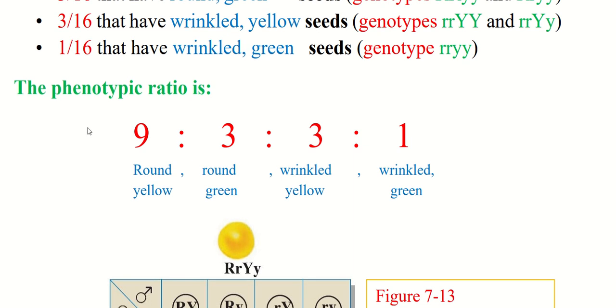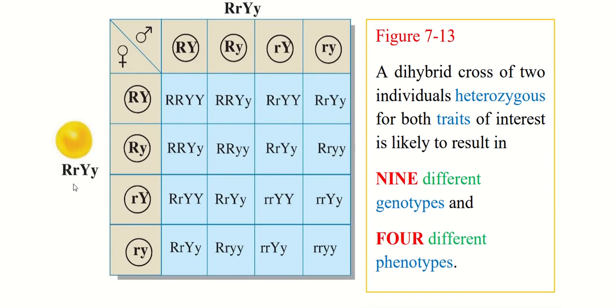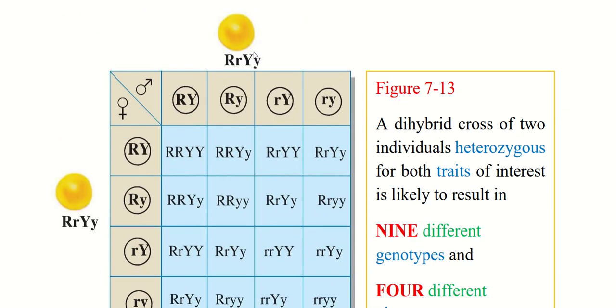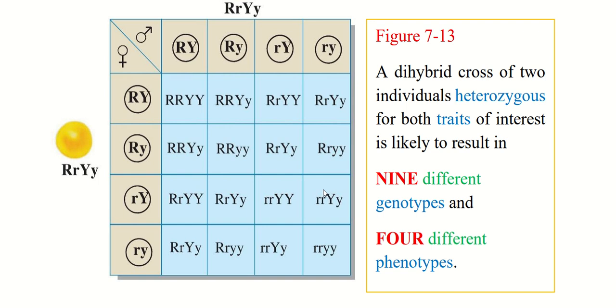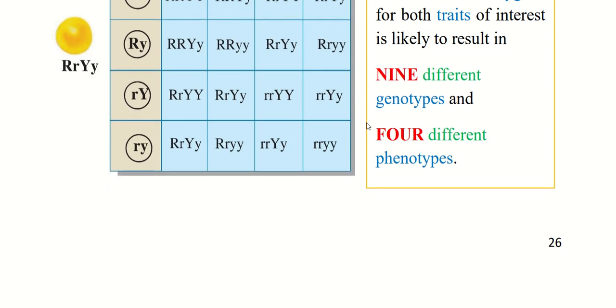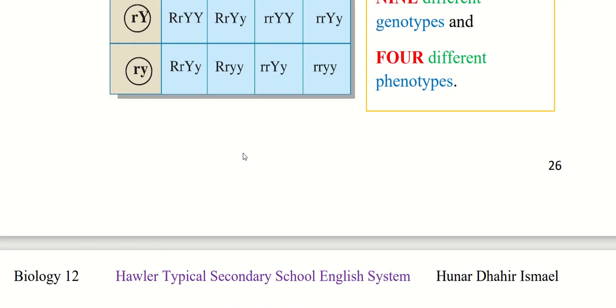So always the phenotypic ratio in the law of independent assortment will be like this: 9, 3, 3, 1. Okay, so this is the cross: heterozygous yellow round by heterozygous yellow round. When you cross them, you will see the different phenotypes and different genotypes we will get. So we have 9 different genotypes and 4 different phenotypes.